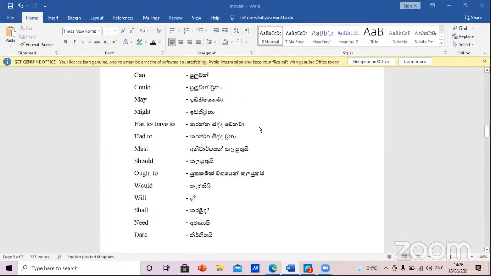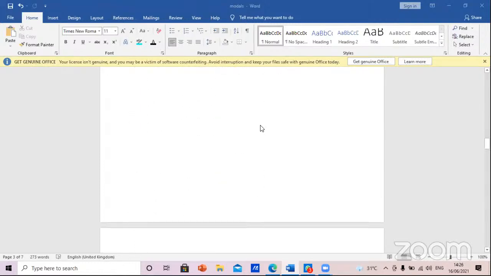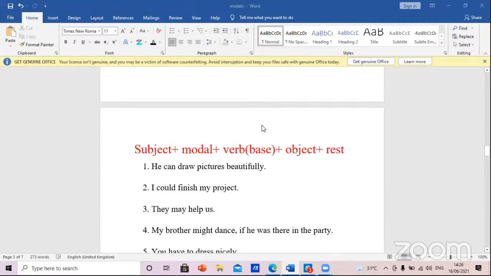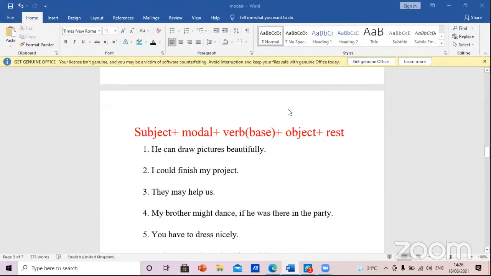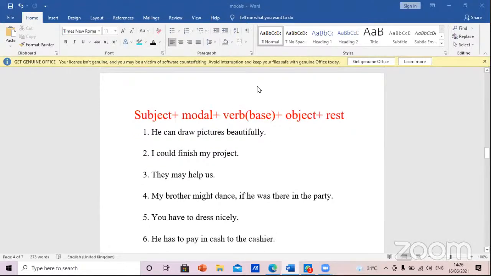It's difficult to translate, but I try this because when I explained this to my last year students in Sinhala, they understood very easily. That's why I try. Okay. Then let's see how to form a sentence using a modal. Now you have learned plenty of modals, but there is only one structure to use all of them.